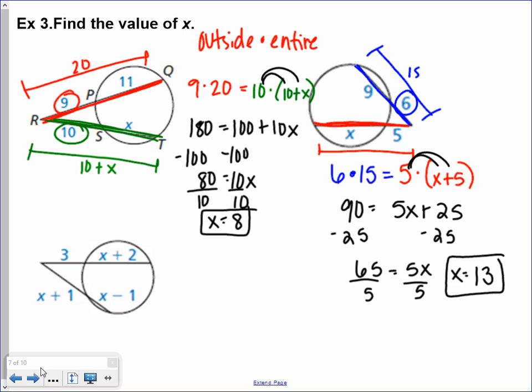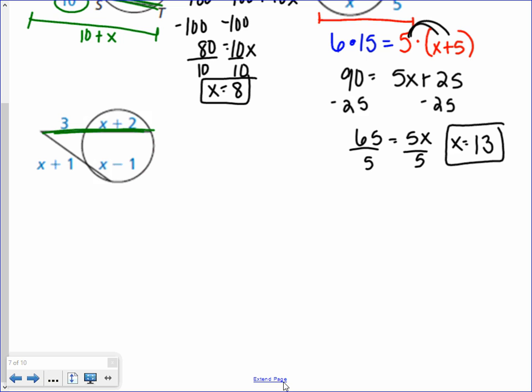Okay. This one gets a little bit tough with the factoring and box method stuff. Let's get it all set up here. So let's look at the top secant. Outside piece is 3. Now, the way we get the entire length is to add the pieces together. So 3 plus x plus 2 is going to look like this. What would that simplify down to? X plus 5. X plus 5, because 3 plus 2 is 5.